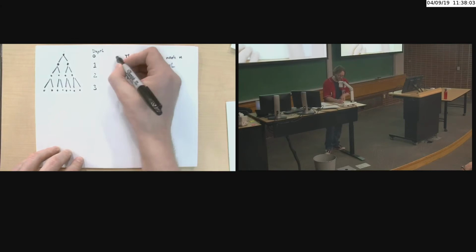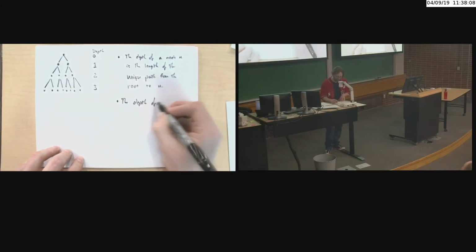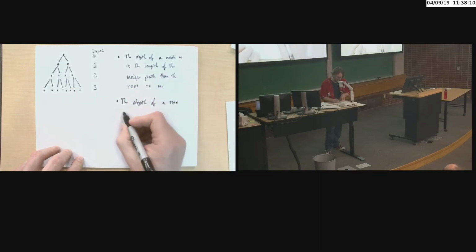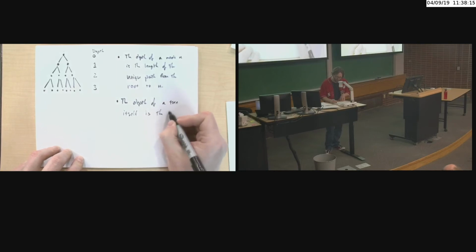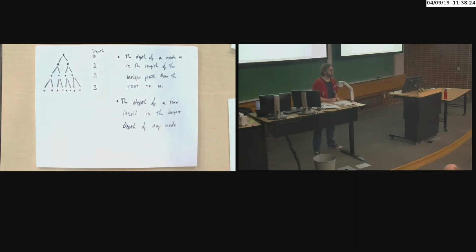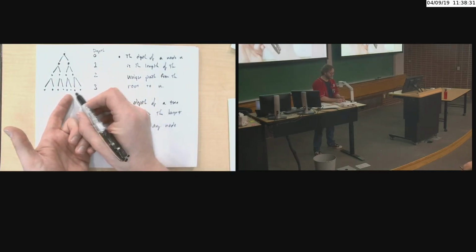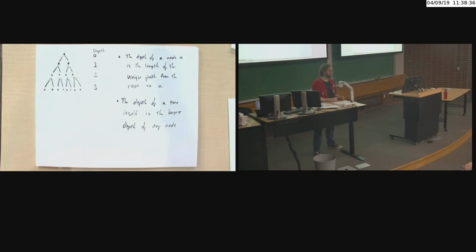The depth of a tree itself is the largest depth of any node. So what's the depth of this tree? 3, right? That's its deepest level here. It only has a depth of 3, so the depth of the entire tree is at most 3.